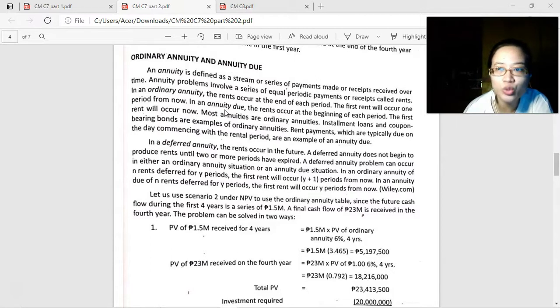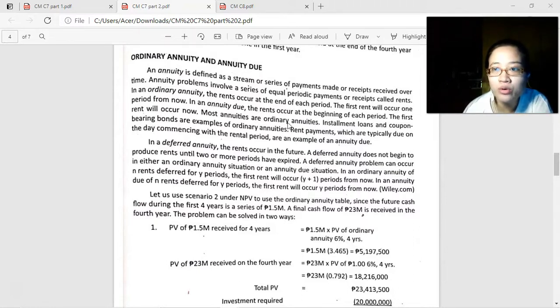In an annuity due, ito baliktad naman, babayad ka na muna. Bago ka mag-start magrenta, bayad ka na agad, uno. Tapos, yung kasunod mong renta, edi tuwing uno din. The rent occurs at the beginning of each period. The first rent will occur now.